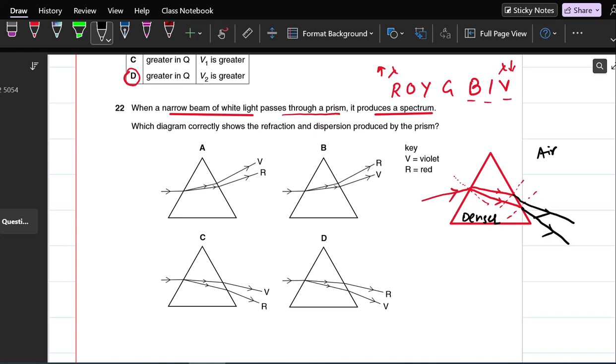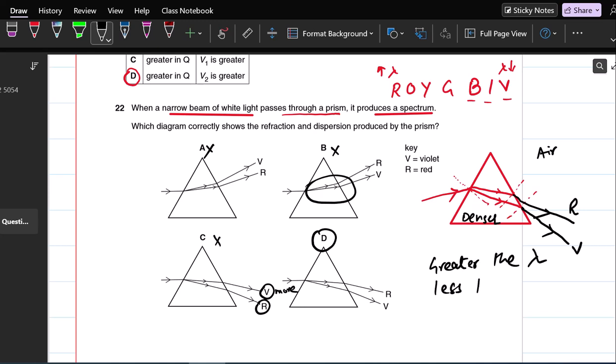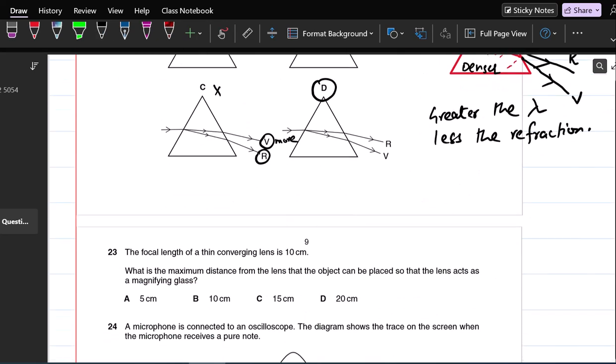So somehow a pattern like this is required. In B, you can see this is not happening. In A, this is not happening. In C and D, you have to see. In C and D, yeah, there is a problem. We have red here, violet is here. So they are indicating violet and red. Violet is going to refract more, so this is wrong. D is right. Greater the wavelength, less the refraction. Remember this.